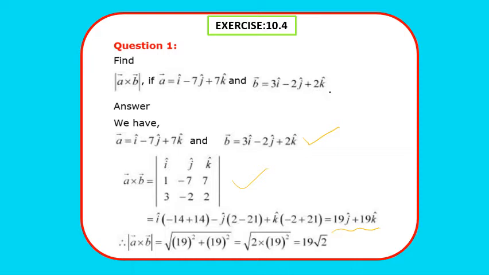But we have to find the magnitude. So magnitude of A cross B is equal to under root 19 square plus 19 square, which will give under root 2 into 19 square, that is 19 root 2. So this is the value of magnitude of A cross B. Clear? So pause and note down the solution.